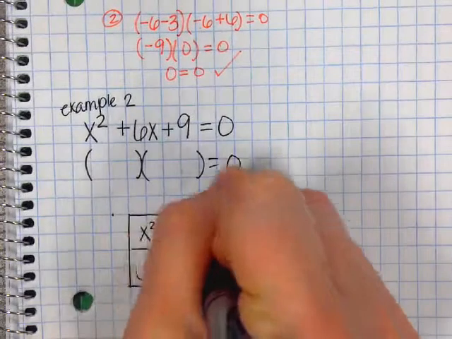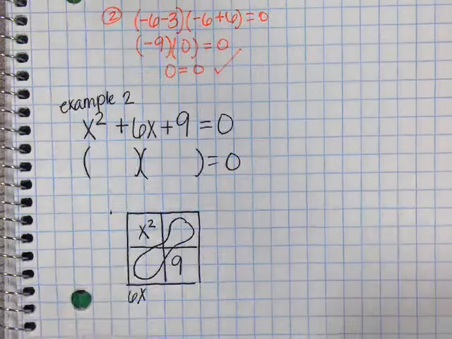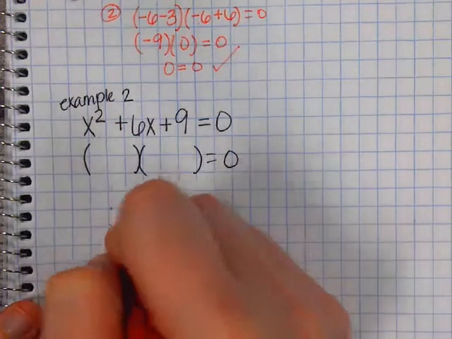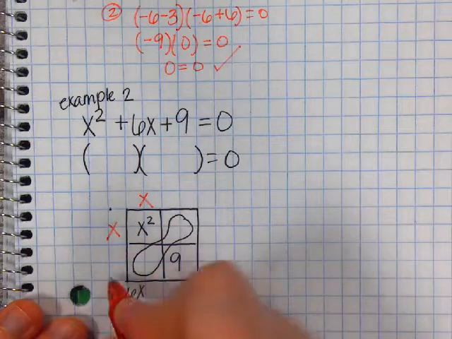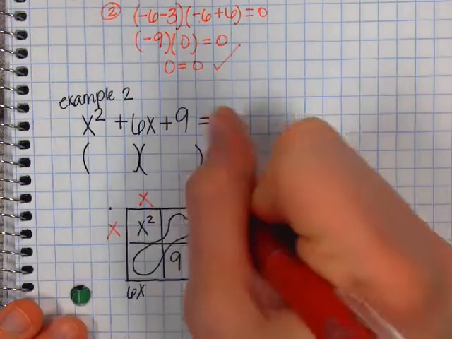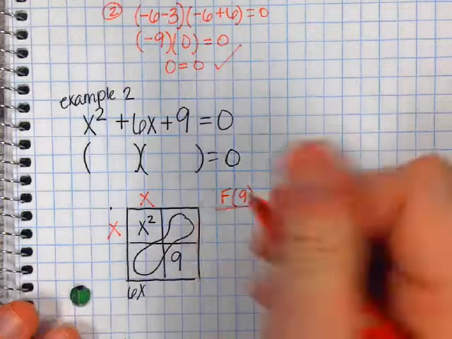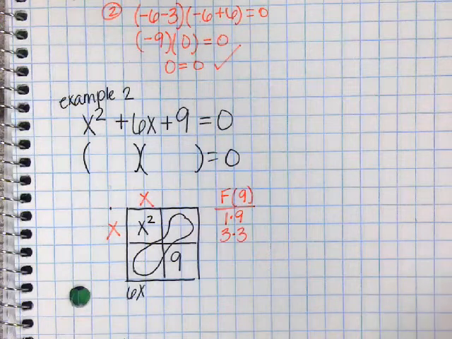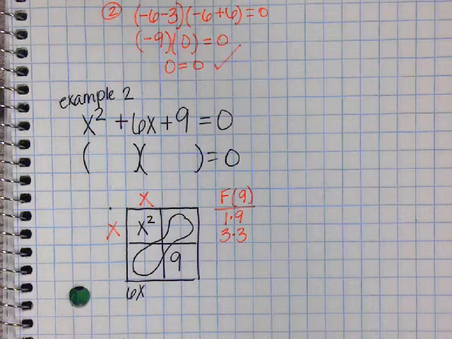Nine goes in the last one, x squared in this one. Okay. We know that x times x makes x squared. We need to find two numbers that multiply to get 9 and add to get 6. So let's list the factors of 9. Factors of 9, we have 1 and 9, 3 and 3. Remember, you can find those by dividing on your calculator.